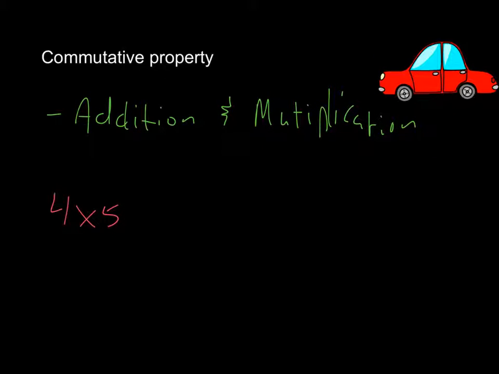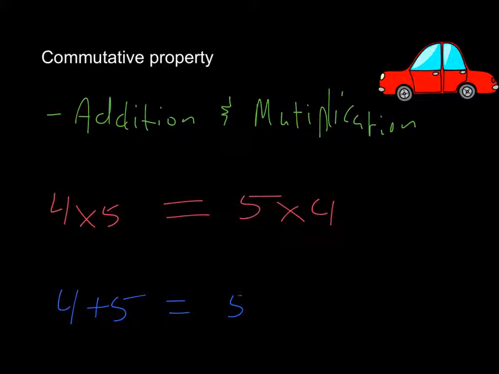If we have 4 times 5, it is the same as 5 times 4. I can move my two numbers around, and it doesn't make much difference. I can also do 4 plus 5, which is the same as 5 plus 4. I'm able to move these numbers around because of the commutative property.